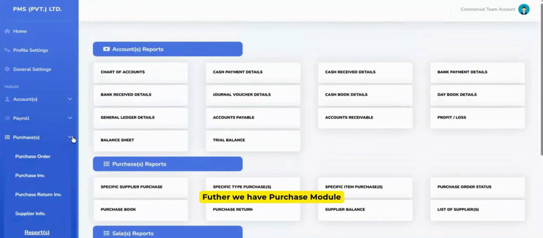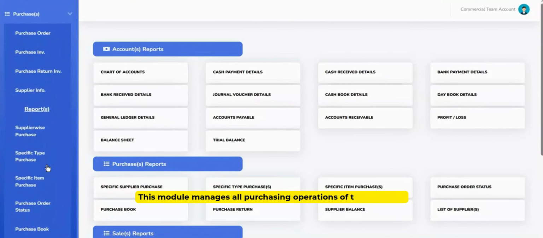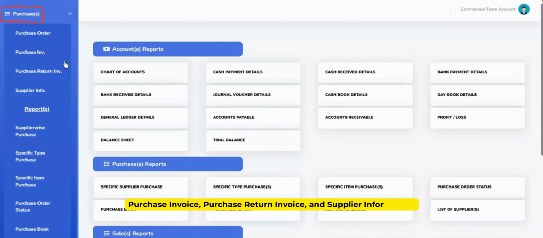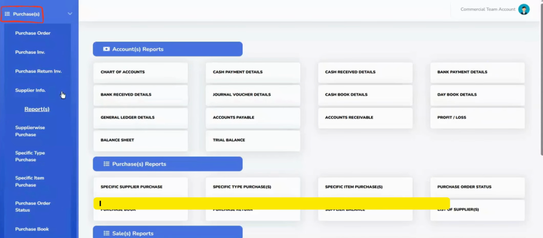Further, we have the Purchase module. This module manages all purchasing operations of the business. It includes forms such as purchase order, purchase invoice, purchase return invoice, and supplier information. It helps the company record purchases from suppliers, returns, and supplier details.